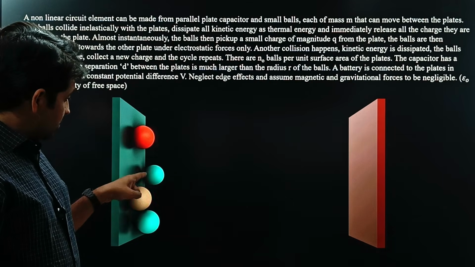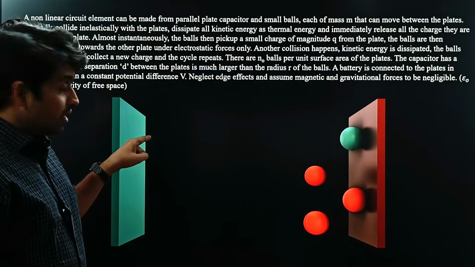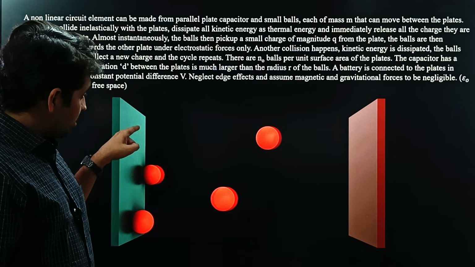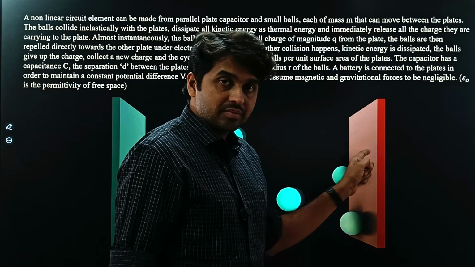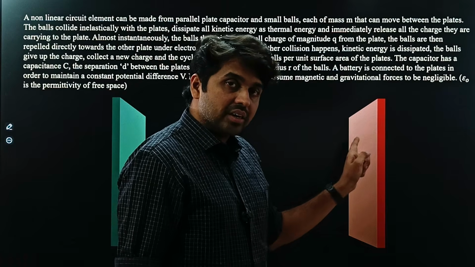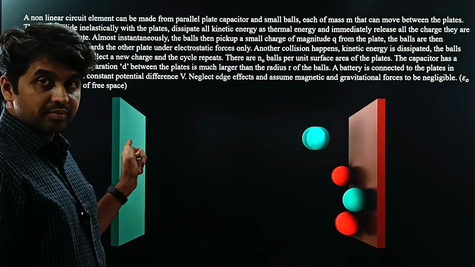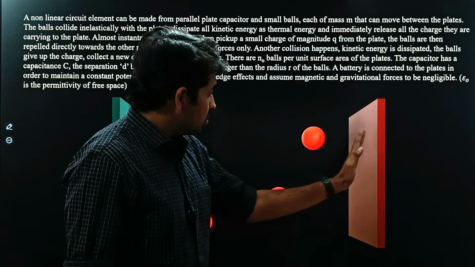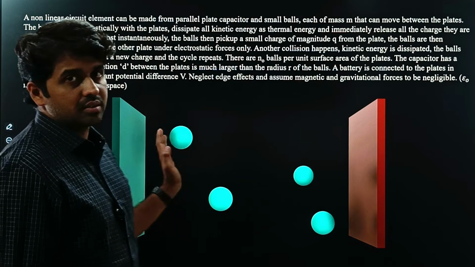So when a sphere comes here, it gets stuck to this and takes positive charge. Because of the positive charge, it gets repelled and it goes here. After this, it gives away the positive charge, gets a negative charge, and again is repelled and comes back here. And so to and fro, these spheres are moving in this direction and in this direction.